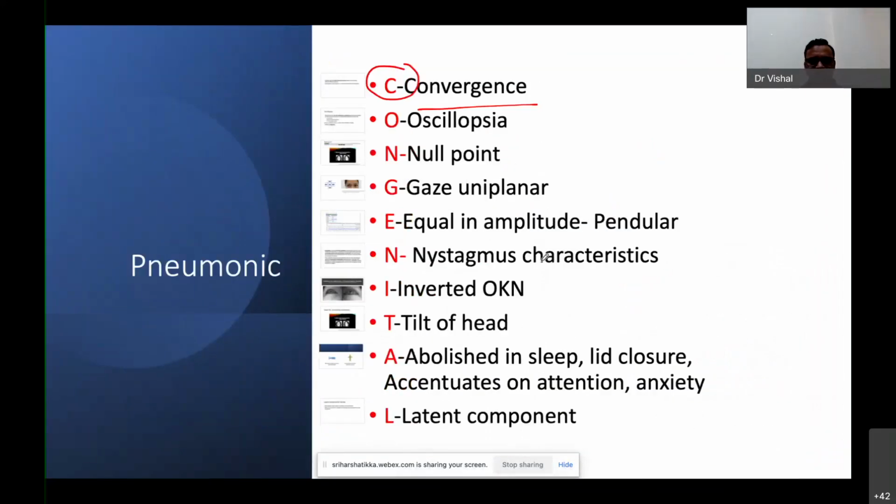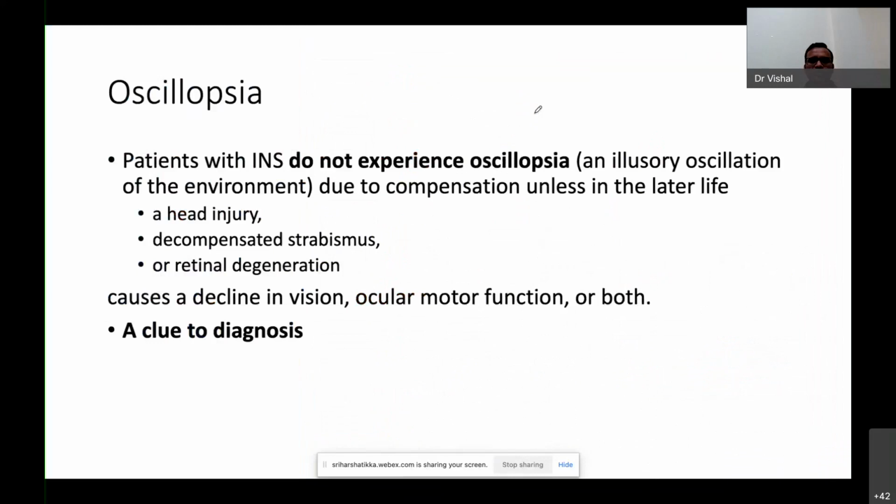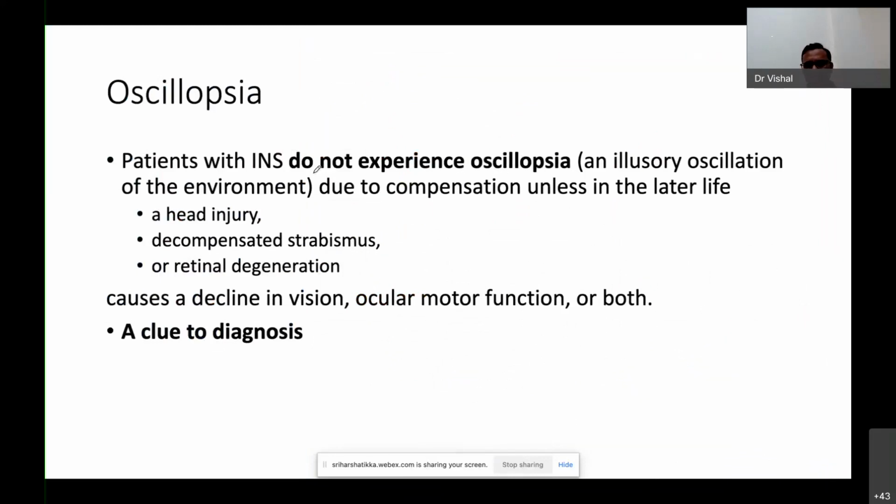Then coming to the second feature, that is oscillopsia: what happens in these patients? Patients with this variety do not experience oscillopsia, the illusory oscillation of the environment, due to compensation, because compensation happens from childhood. The compensation happens because of this defect, and that's why they don't develop oscillopsia, although they have very visible nystagmus.